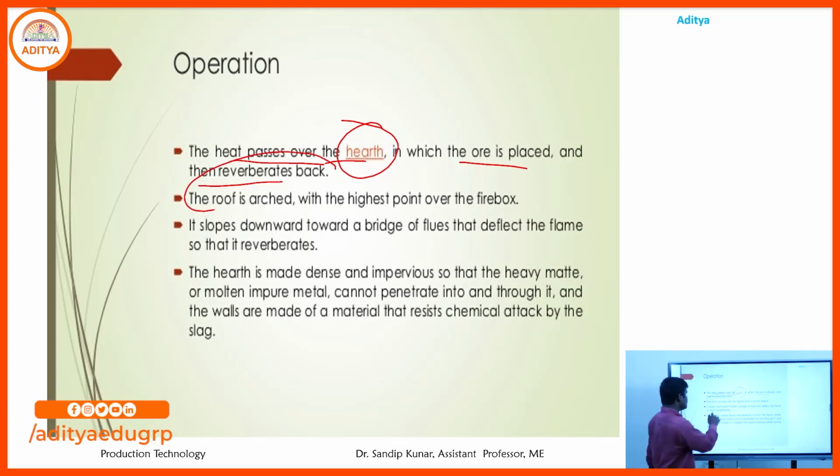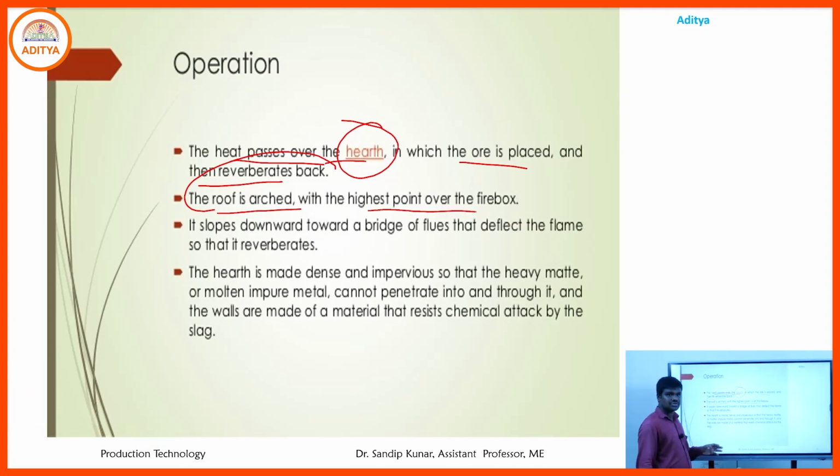The roof is arched with the highest point over the firebox, and after a certain distance it slopes down, because the chamber slopes down for easy flow of the flue gases. When the flue gases flow over the metal scrap, the heat and the temperature continuously increase. This helps to melt the iron ore easily.